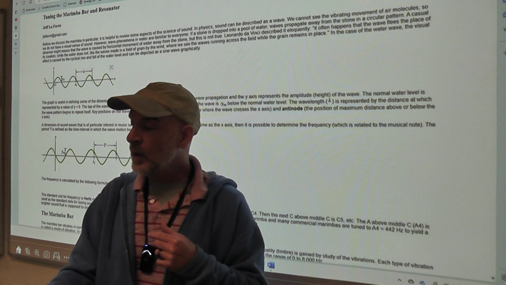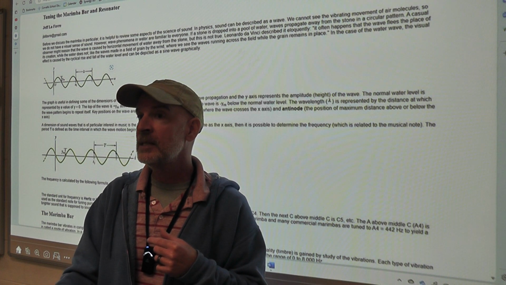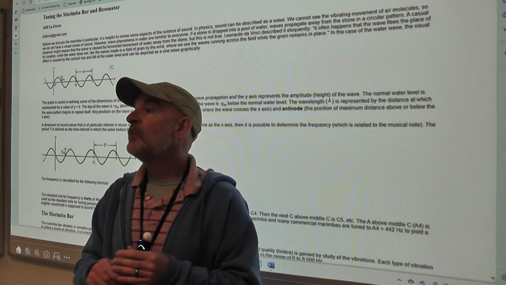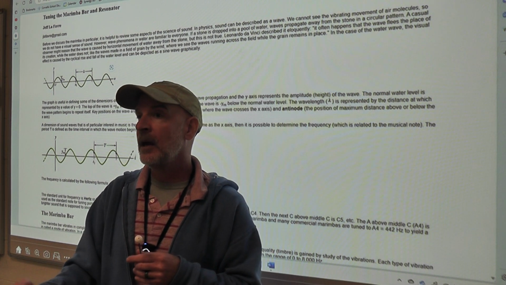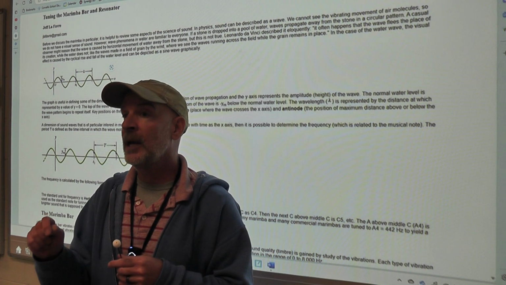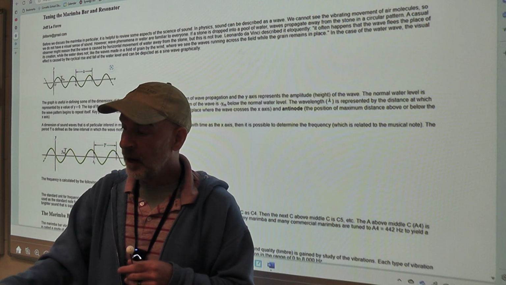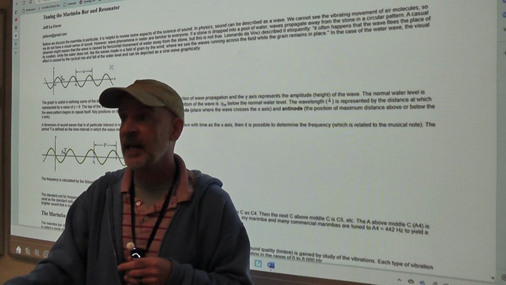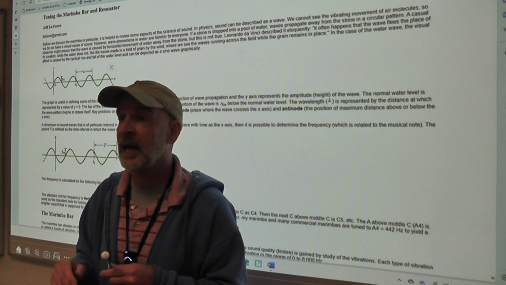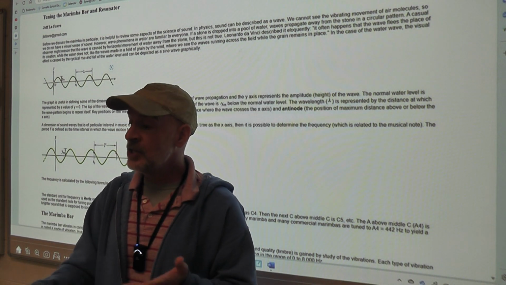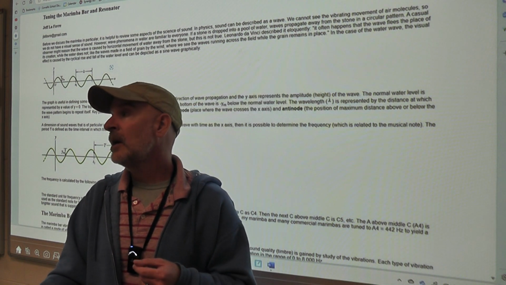But when we plunk on this, what happens is this piece of wood vibrates, and that makes the air vibrate. The frequency of this wood vibrating affects the frequency with which the air is vibrating. That's why changing the wood changes the sound, okay?